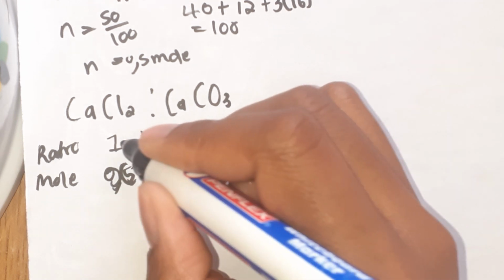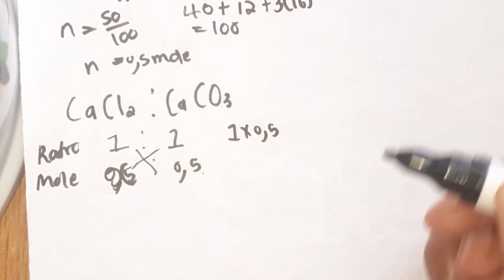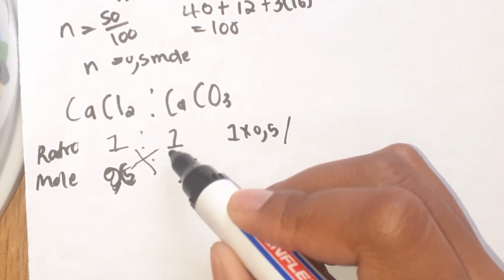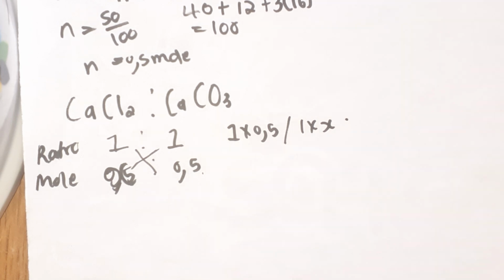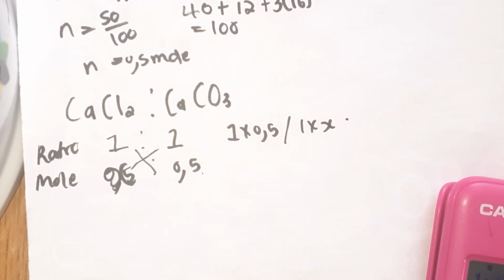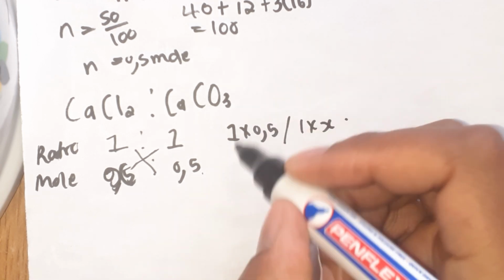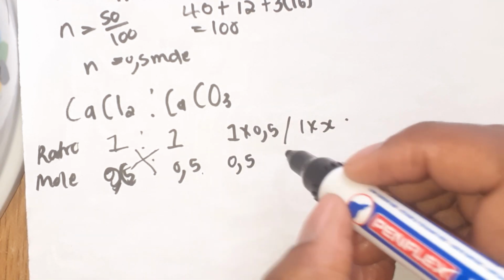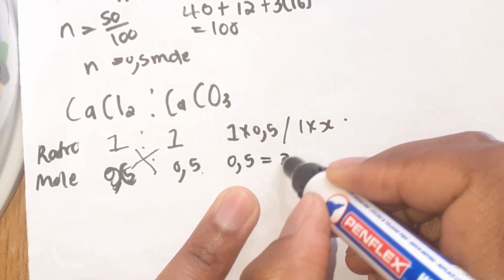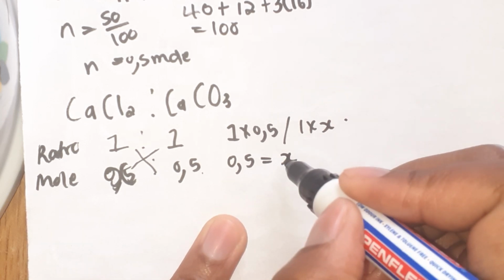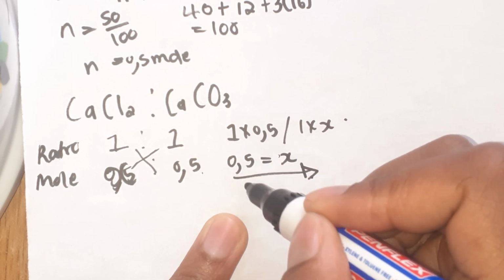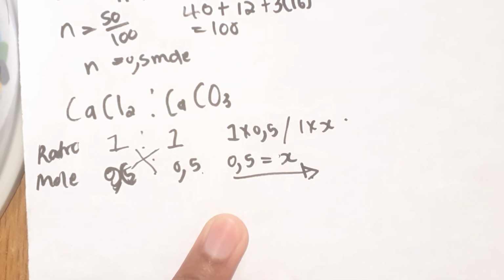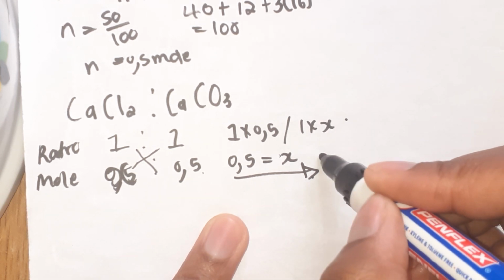So you will say 1 times 0.5, and you will also say 1 times X. That will be 1 times 0.5, it's 0.5, so 0.5 is equal to X. 1 times X is X, right? So this is your final answer. If maybe we had 3x here, you would just have to multiply both sides by that 3 so that you can get x by itself. So this is what we are looking for.